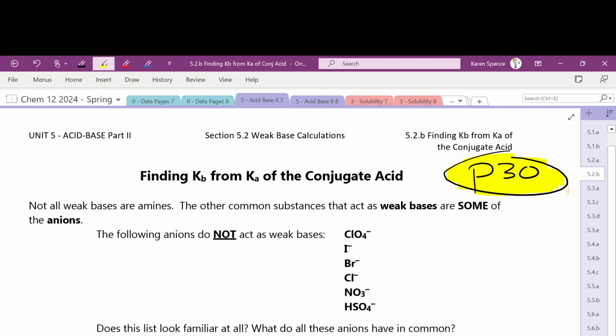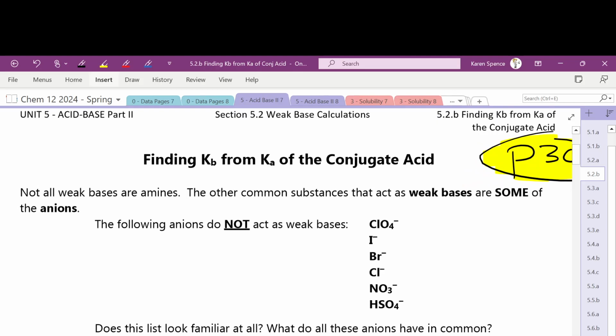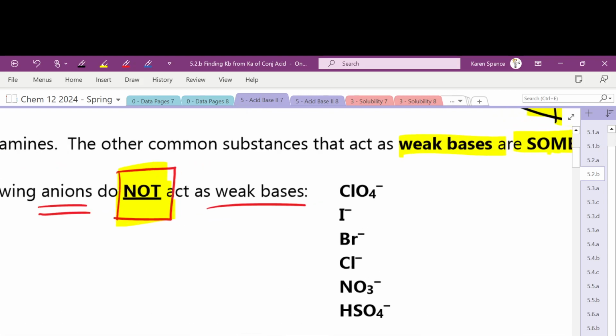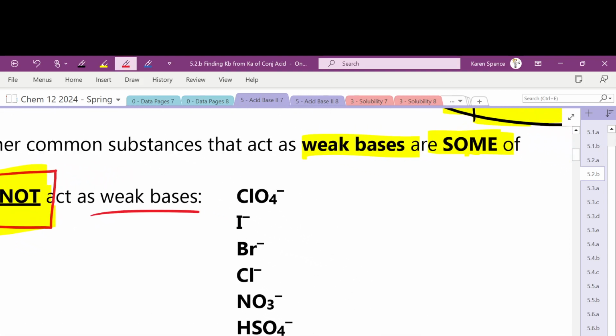All right. Not all weak bases are amines, okay? Other common substances that act as weak bases are some of the anions. And you're familiar with those already because you've seen them on your data booklet, yes? Now, these are the anions that definitely do not act as weak bases: ClO4 minus, I minus, Br minus, Cl minus, NO3 minus, and HSO4 minus.